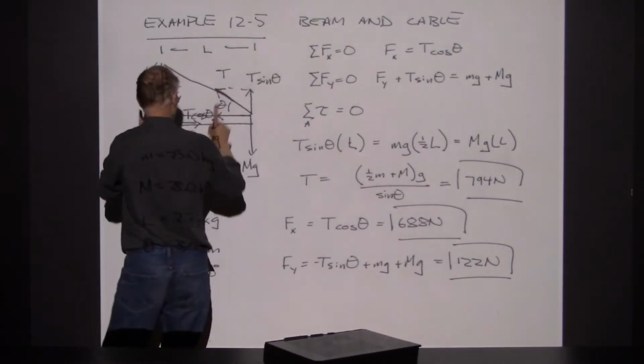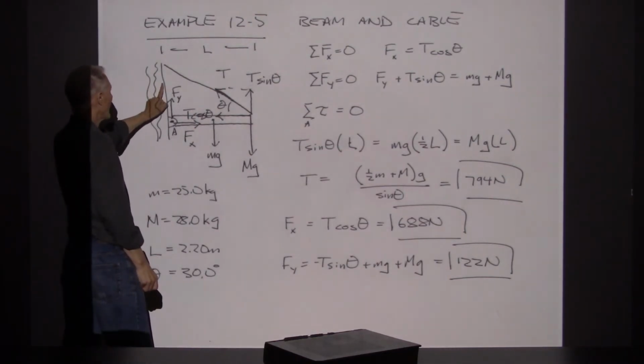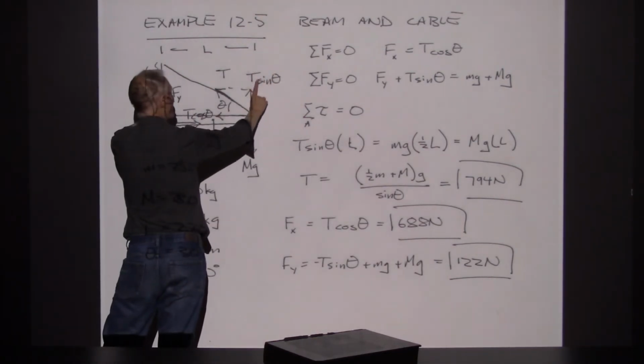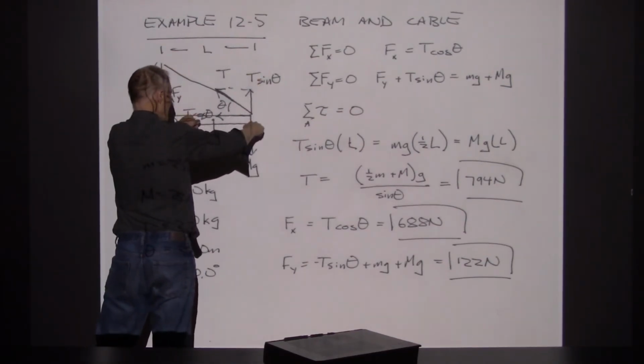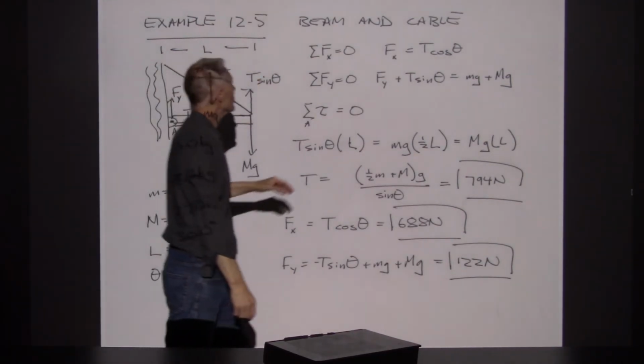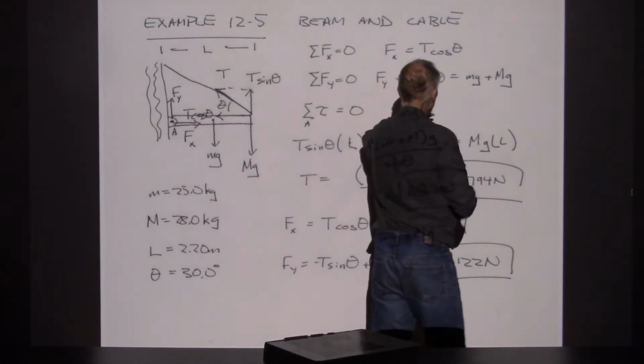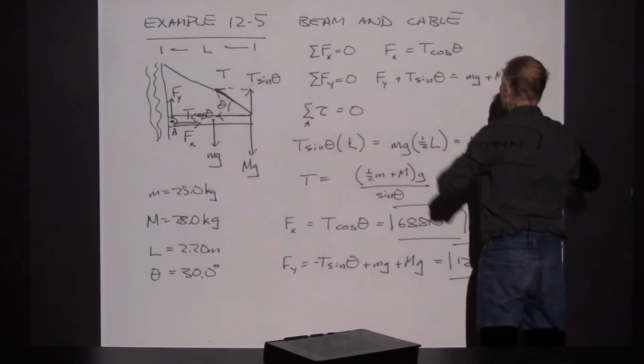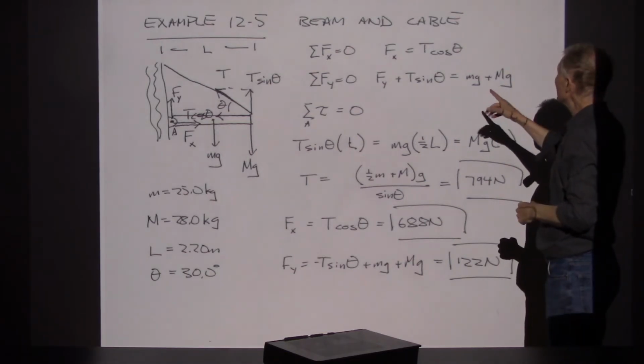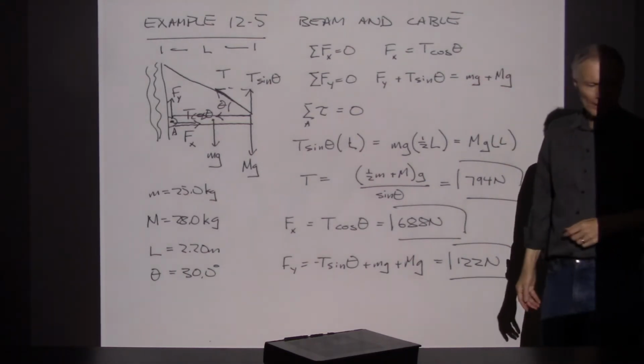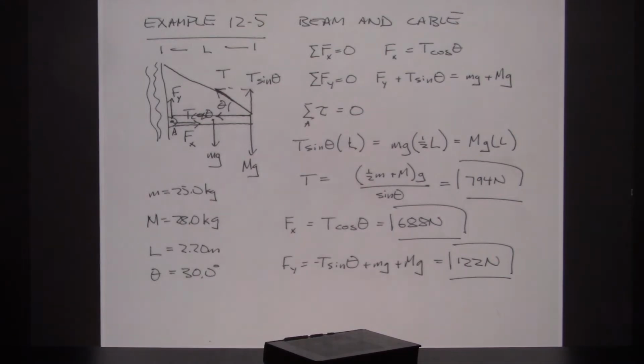Now, in the vertical direction, I've got Fy and T sine theta upwards, and I've got little m and big M downwards. So the two upward forces have to cancel out the two downward forces. Now, again, I can't solve anything from those force equations. There's just too many unknowns right now.